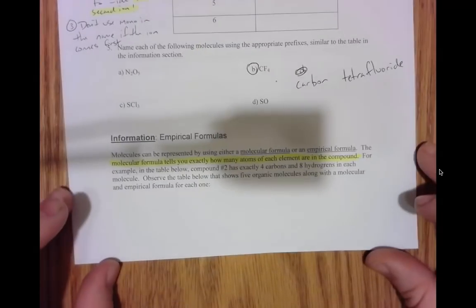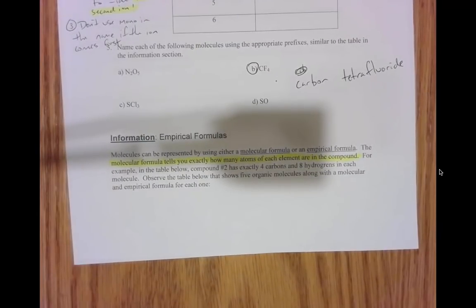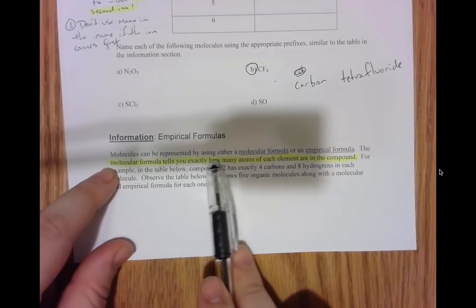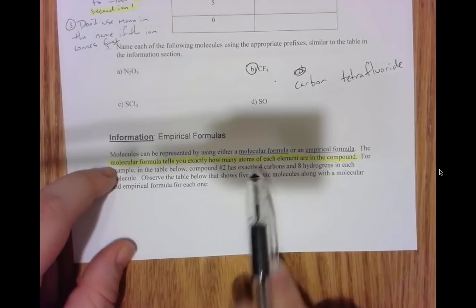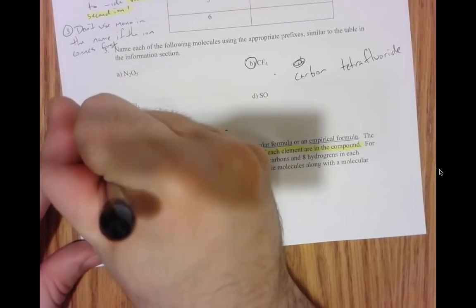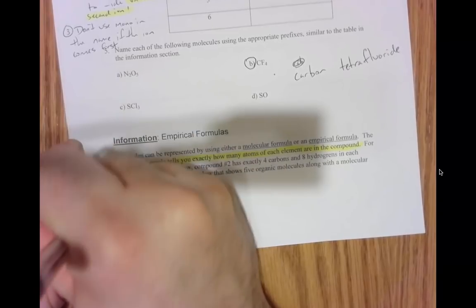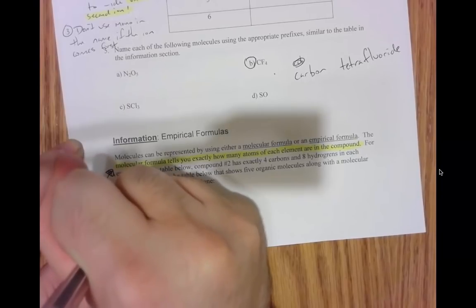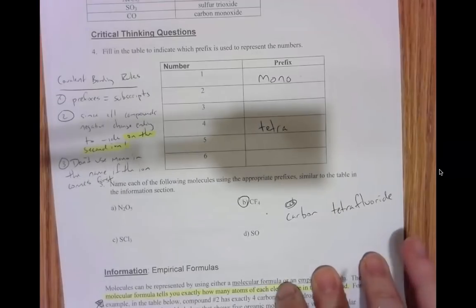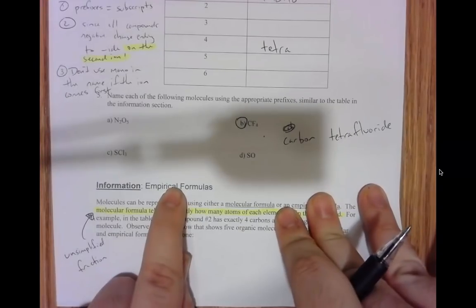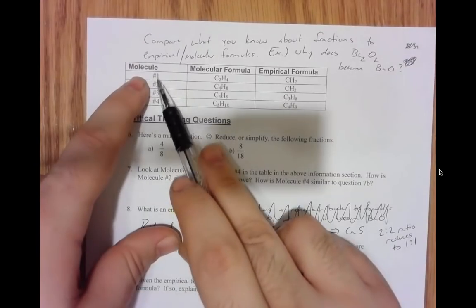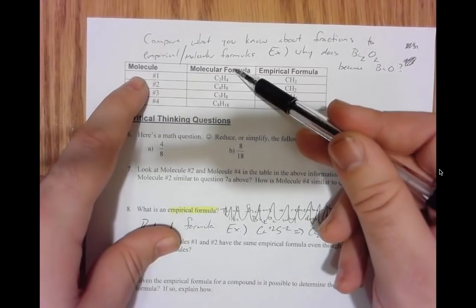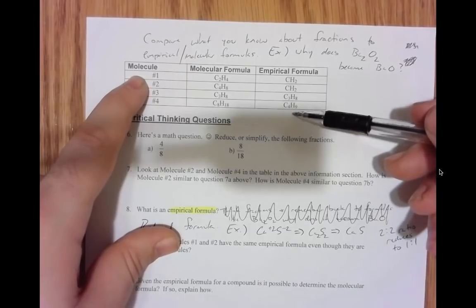So next we have a little bit of information on empirical and molecular formulas. The molecular formula will tell you exactly how many of each atom are present in a compound. You can think of molecular formulas as an unsimplified fraction. And then what we are going to learn about now are empirical formulas. So on this page, we have molecule 1, 2, 3, and 4. We give you the molecular formula for the molecule, and then we give you the empirical formula for the molecule.